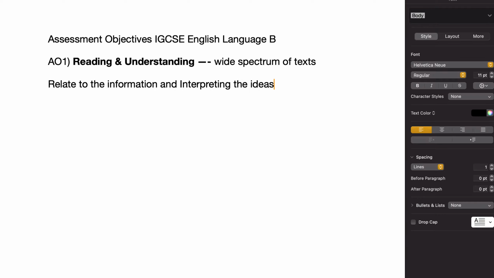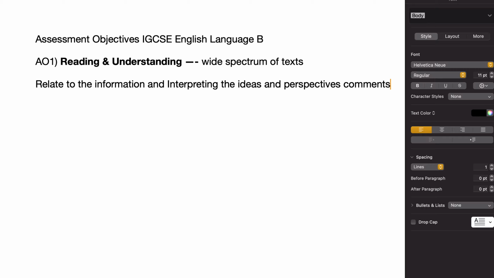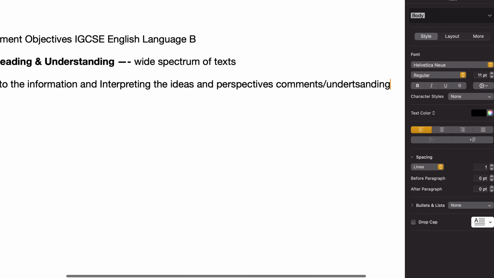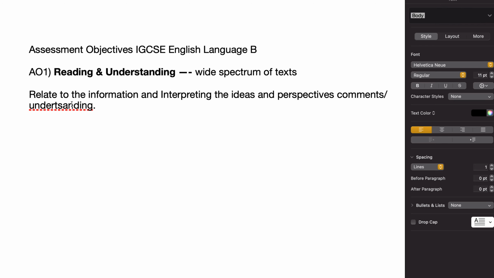The ideas and perspectives that the writers are trying to convey, you can say perspective comments or understanding. Some people like to call it understanding. I like to call it understanding. Very important, very, very important, I must say. It's very important that you first of all understand.